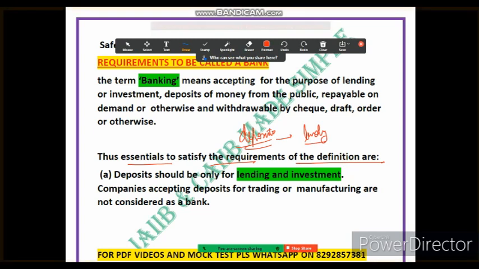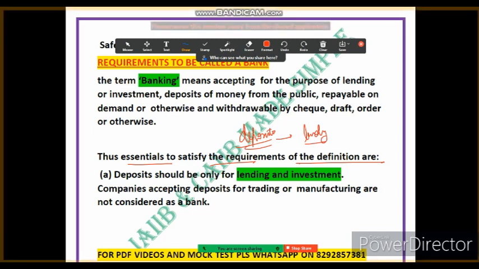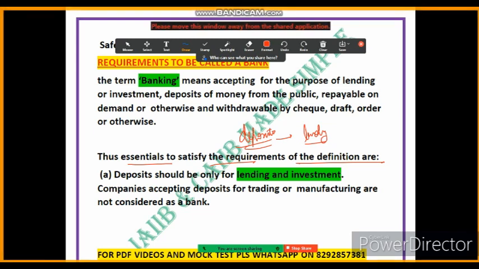That money they use for lending, or they are using the deposit to manufacture and supply furniture rather than primarily lending or investing the money. So in a nutshell, we can say an institution to be called a bank needs to accept deposit from the public for the purpose of lending or investment. It allows the depositor to withdraw their money on demand or through a specific method.